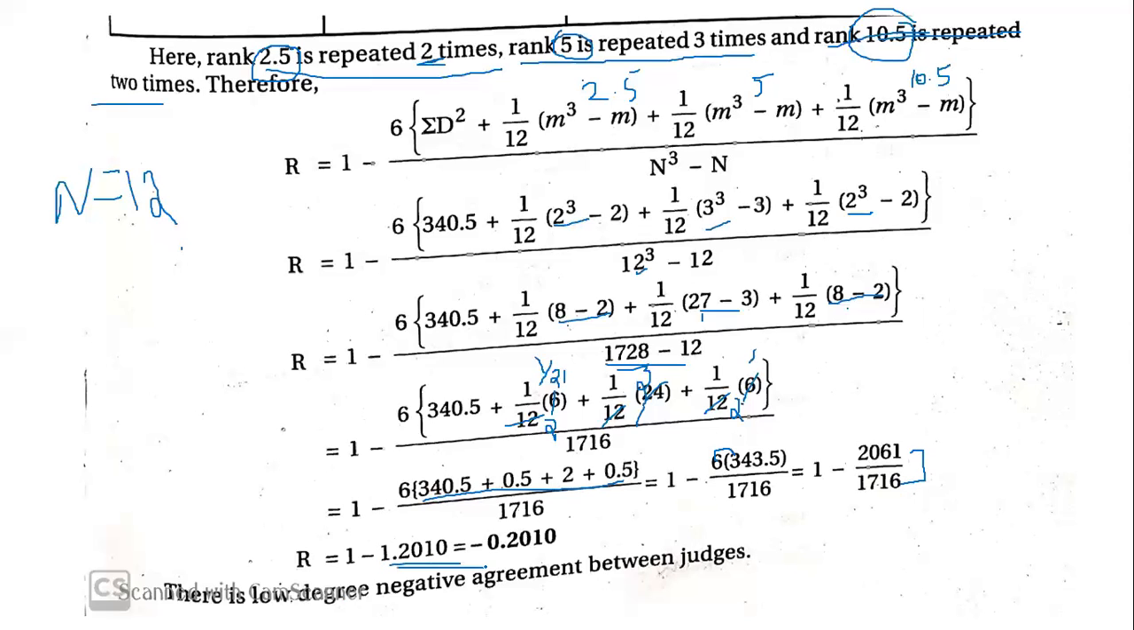If I do the division of these two, I get 1.2010. And I subtract 1 from this value, so I get minus 0.2010, which means it is negative correlation.